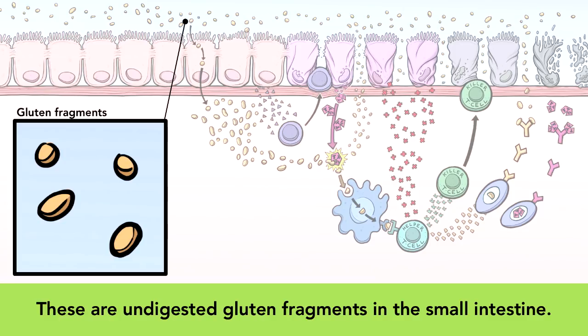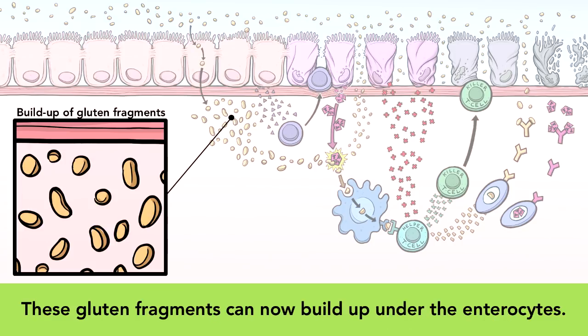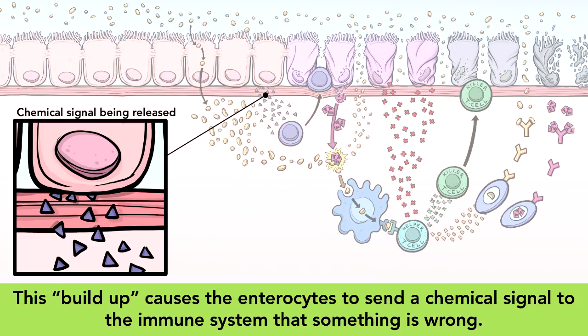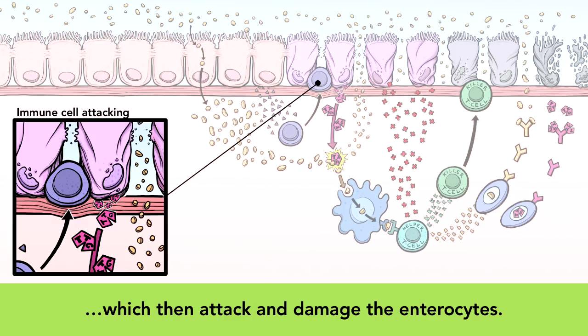These are undigested gluten fragments in the small intestine. Some gluten fragments pass through the enterocytes, those cells lining the surface of the small intestine. These gluten fragments can now build up under the enterocytes. This buildup causes the enterocytes to send a chemical signal to the immune system that something is wrong. The signal is received by the immune system cells, which then attack and damage the enterocytes.